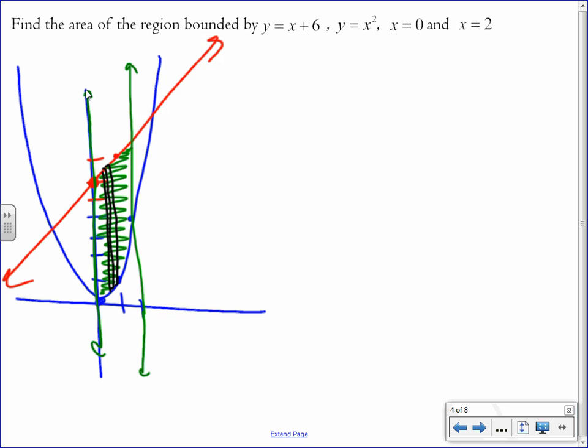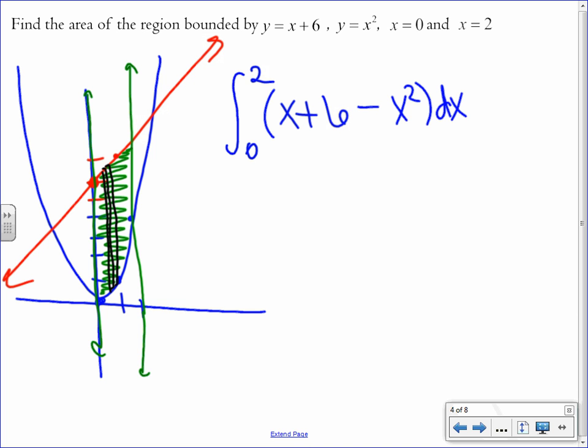Okay, so let's set up our integral. What is our top function? It's the line, right? So our line x plus 6 minus our lower function x squared. Our rectangles have thickness, have width dx. This is their height. This is their width. All right. This is nice, isn't it?